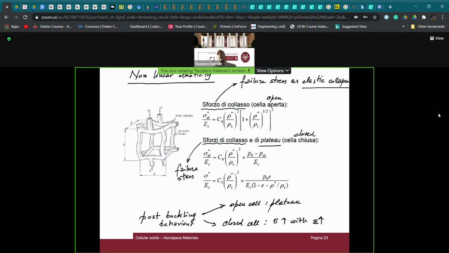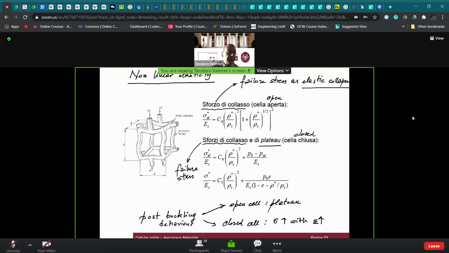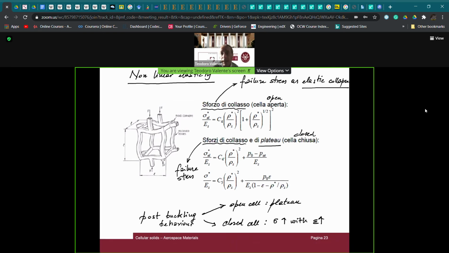What is going to happen when we enter the non-linear behavior? Let's have a look first of all at the possibility of buckling of the materials, in which we can have elasticity, but this is non-linear elasticity.